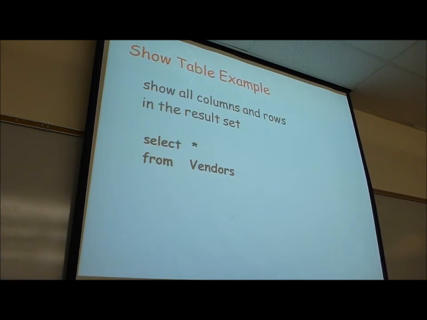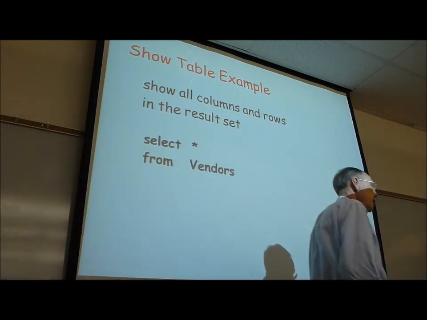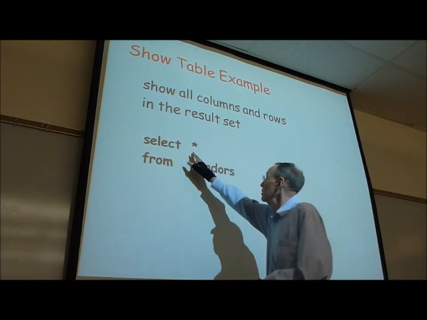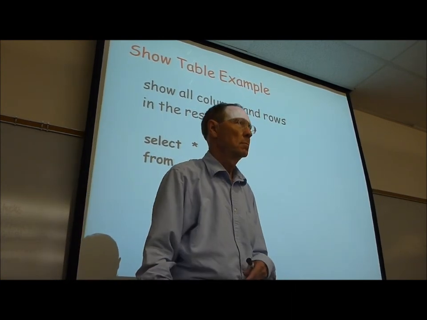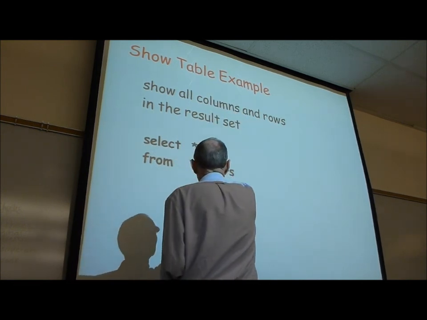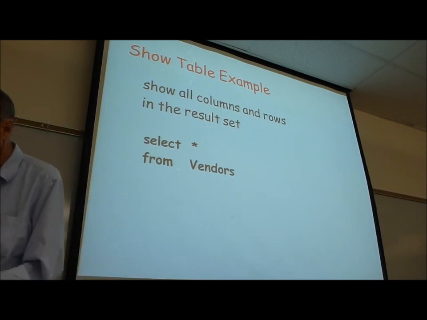Okay, an example. This is the simplest query, and it's the query which usually we might say the first time I see a table that I need to work with, I'm going to do the select star. What this means is give me all the columns, and which table? Vendors. I'm going to get it from the vendors.